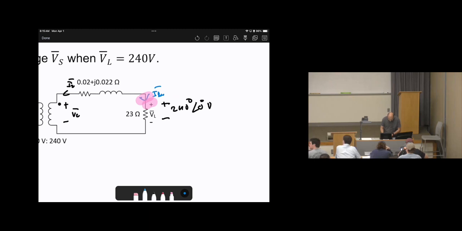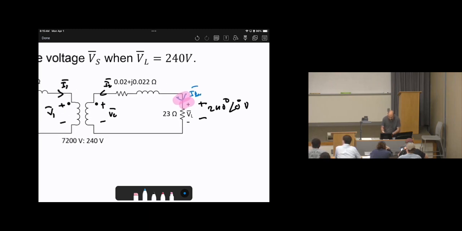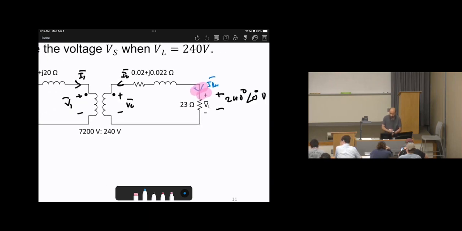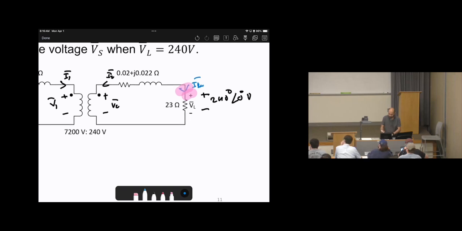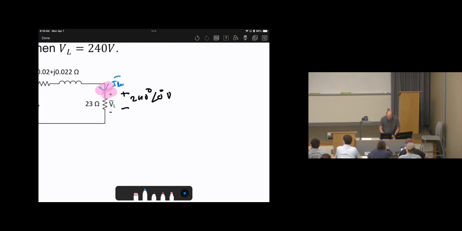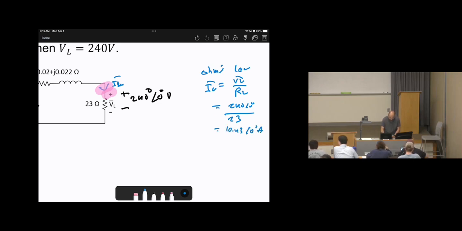So we start from the extra given information, from the load toward the source. Okay, we'll go backwards. Then basically we can say by Ohm's law, IL will be VL over RL or ZL. So VL, which is 240 angle 0 degrees, divided by 23. The answer will be 10.43 angle 0 degrees amperes. This is IL.